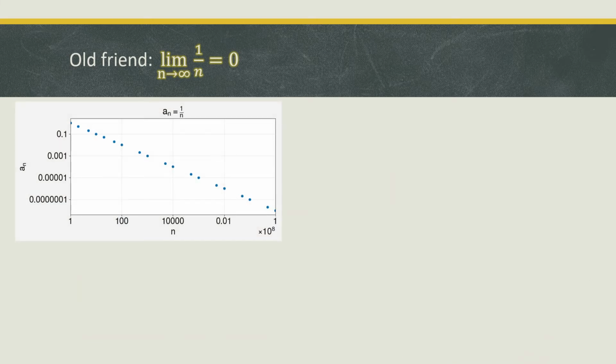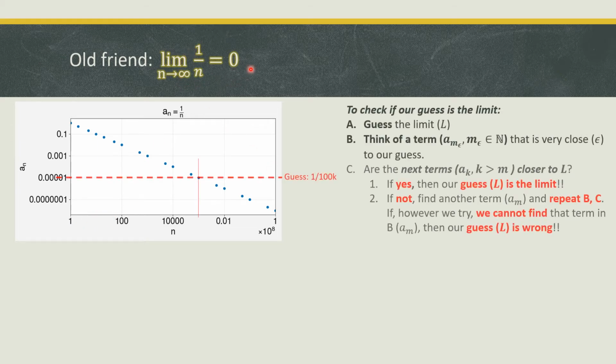Now here, we will try to have another guess and see if it is correct or wrong. So previously our guess is that the limit of this sequence is 0. Here, we will try with a guess that is 1 over 100,000. So that means we have an n of 100,000 here. So suppose this is our guess. Is this a correct limit?